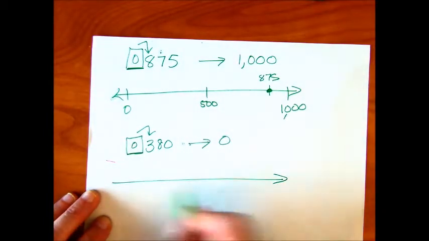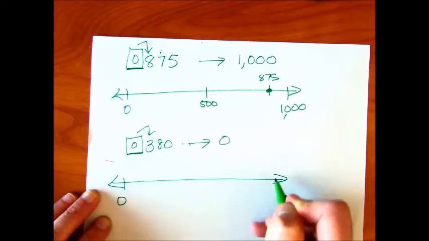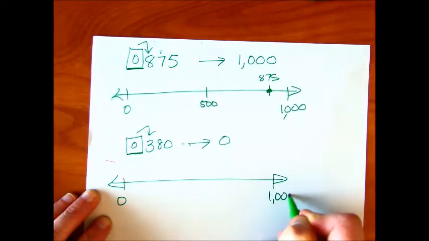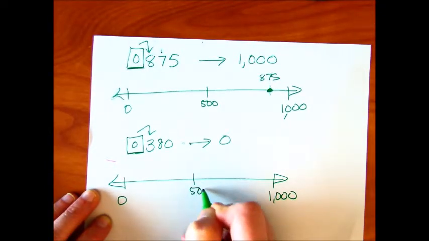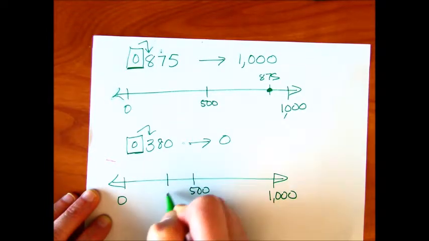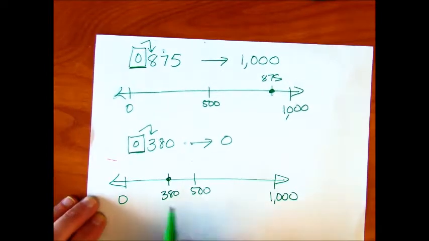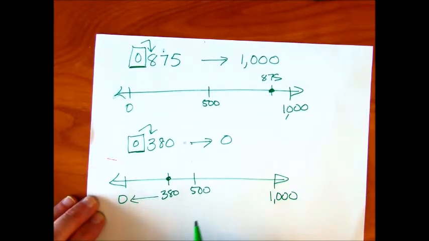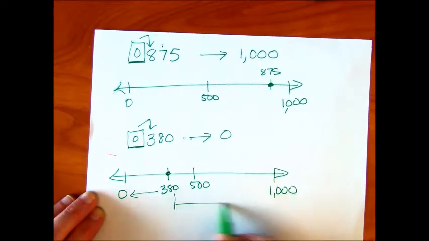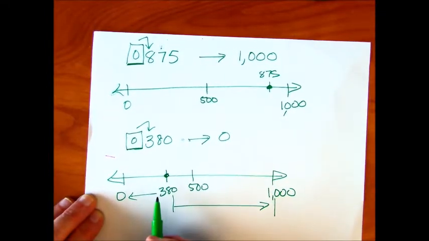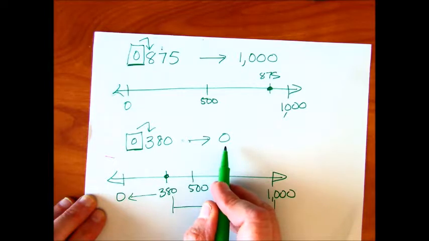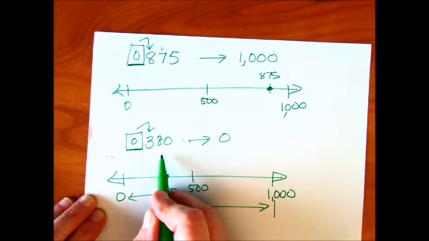Okay? And so again, on the number line, 0, 1,000. Here's 500. I'm just estimating here where the numbers would be. Here's 380. That's clearly closer to the 0 than it is all the way over here to the 1,000. And so when we round to the nearest 1,000, we're going to have 0 thousands for this number.